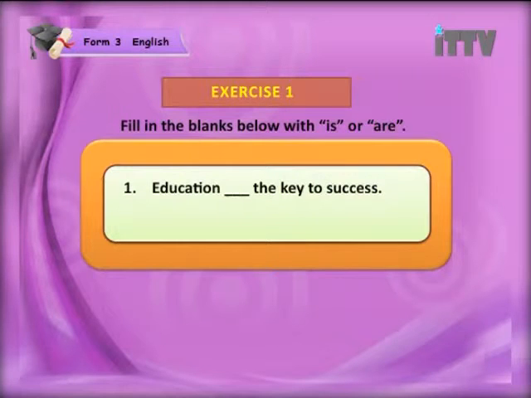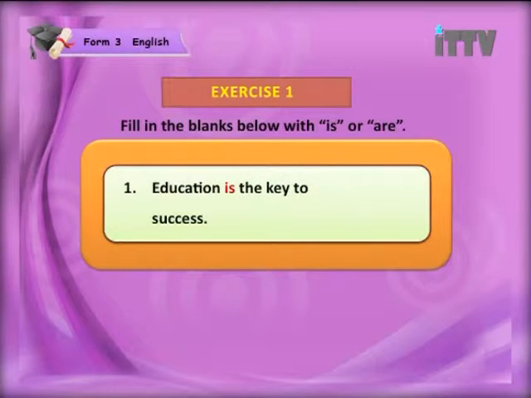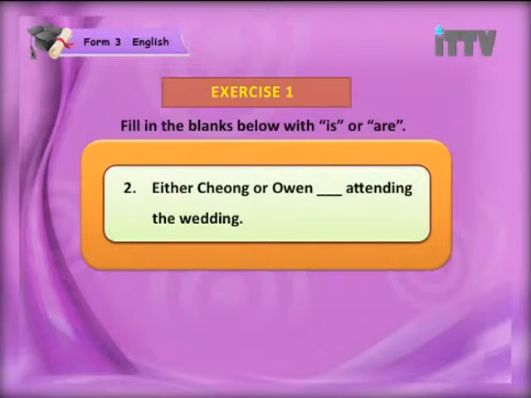The first sentence, education, blank, the key to success. The answer is, education is the key to success. Next, either Cheong or Owen, blank, attending the wedding. So the answer is, either Cheong or Owen is attending the wedding.